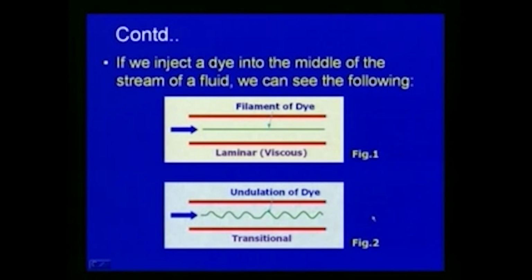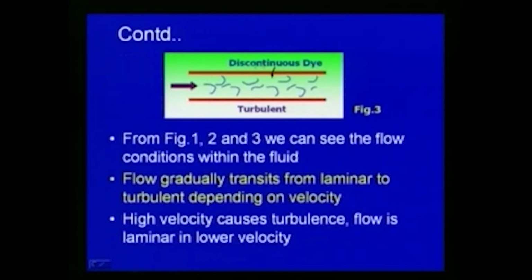Finally, after the velocity reaches a certain stage, the dye particles will be mixed like this, and there will be discontinuities here and there, and finally total mixing takes place. So, this situation is the turbulent flow condition. From these figures 1, 2, 3, we can see the flow conditions within the fluid.